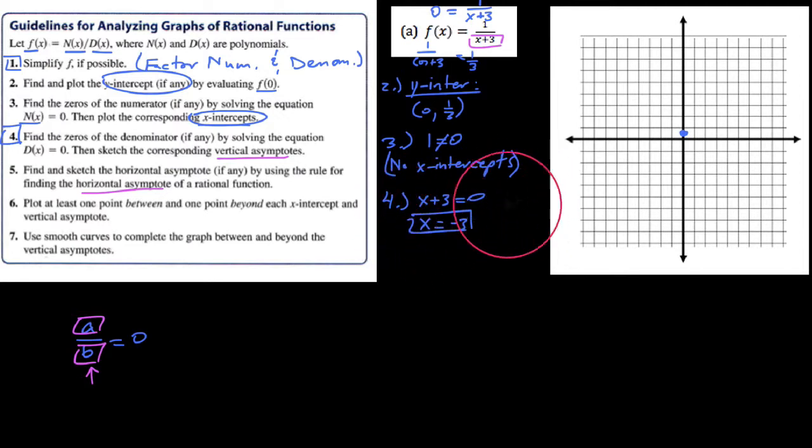And what I discover is this: -3. Well, I have a spot where I'm going to have a vertical asymptote. So we say vertical asymptote. Literally, this is what I'd rather write instead of 4, and show my work. I'm just walking through these steps here. But you write vertical asymptotes. We say at x equals -3, we have a vertical asymptote.